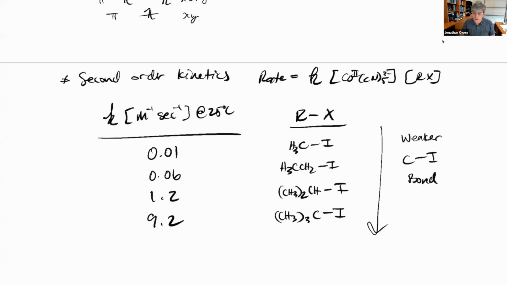So I'm going to say weaker C-I bond, but the other way to say that is more stable. So tert-butyl iodide should be far less reactive if it were some SN2 type of an iodide displacement reaction. And instead, sterics don't matter.